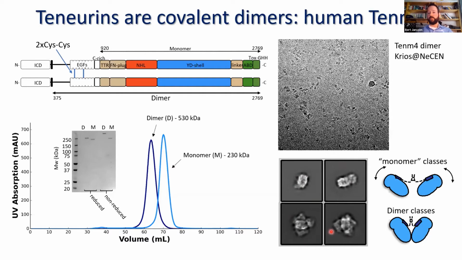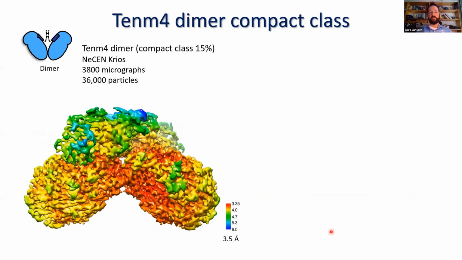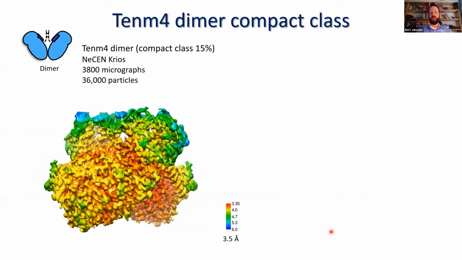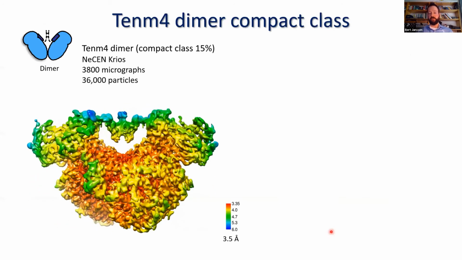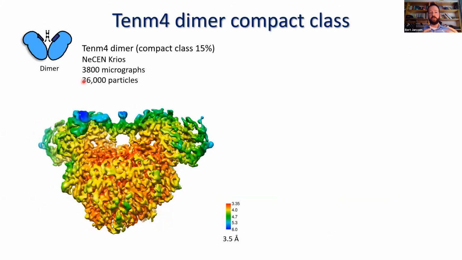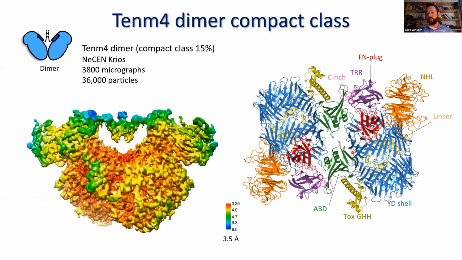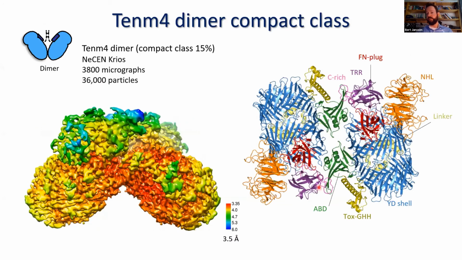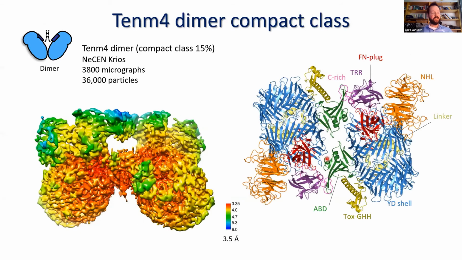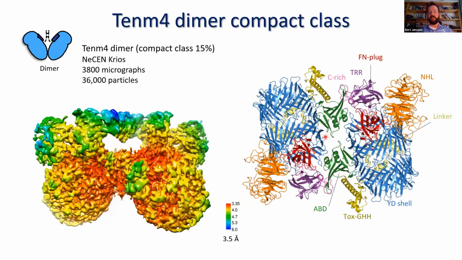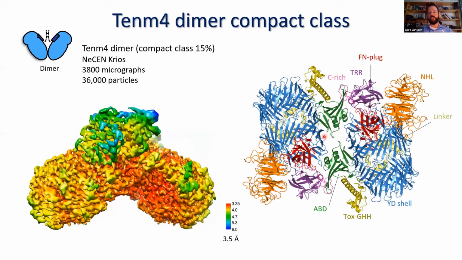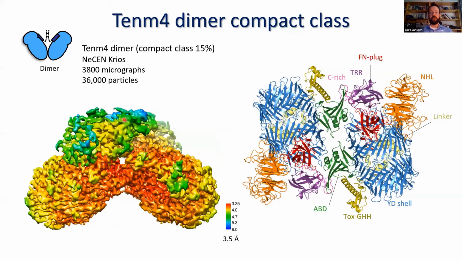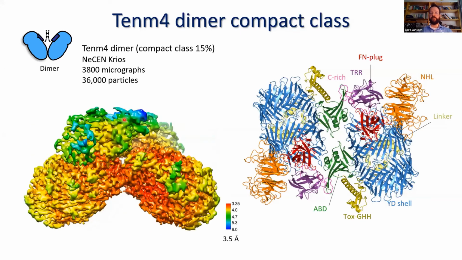And so we reconstructed the dimer, consisting of 36,000 particles, to 3.5 angstrom resolution, and this shows how the two subunits are interacting. And the interfaces are mainly organized by the ABD domain that's interacting with the TTR and with the YD shell. And this interface is very hydrophilic, so it's probably necessary to have the covalent connection between the EGFs to give this compact structure.